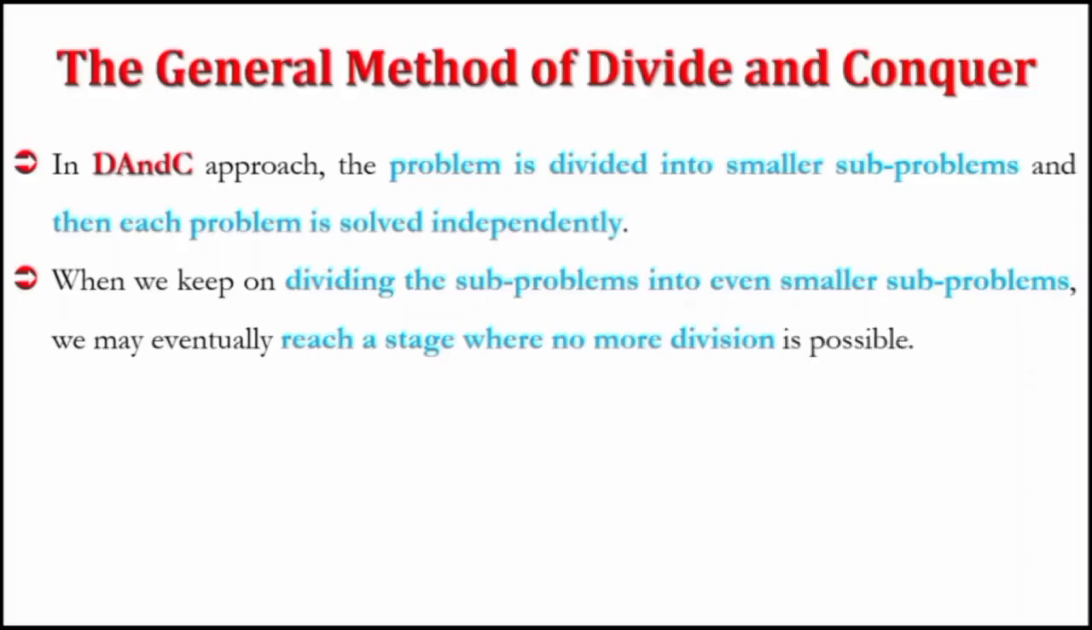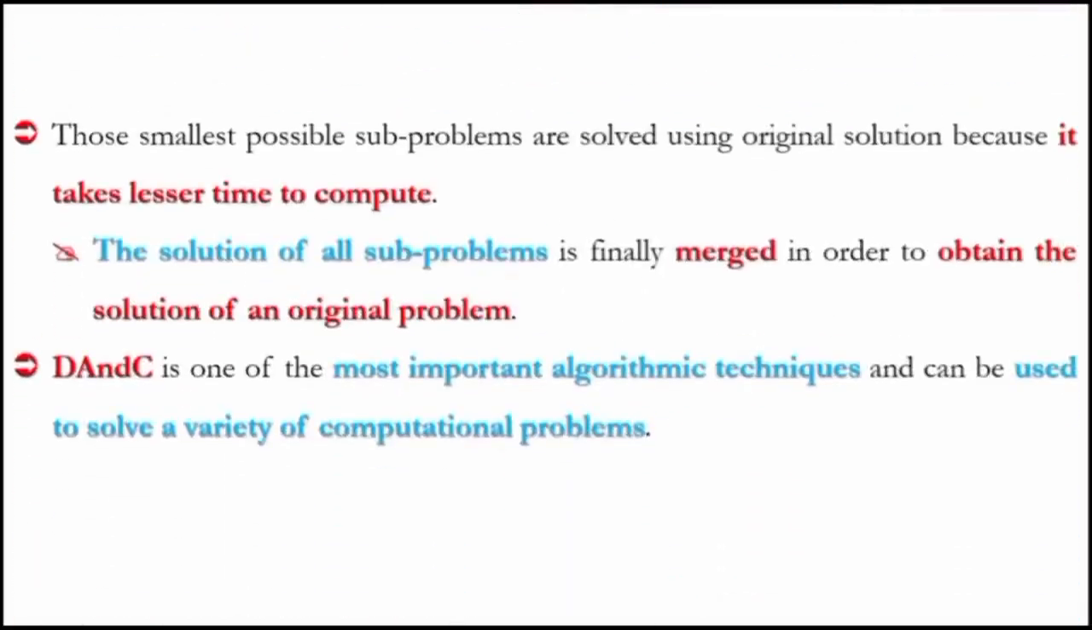When we divide the sub-problem into smaller and smaller sub-problems, we may eventually reach a stage where no more division is possible. That means it is atomic. Atomic is indivisible, meaning it is not possible to divide further. This is called the general method. Those smallest sub-problems are solved using the original solution, because it takes less time to compute.